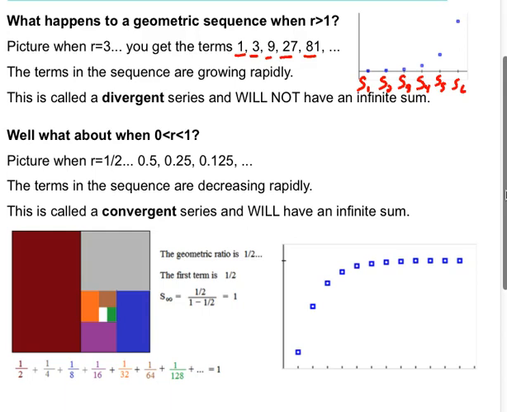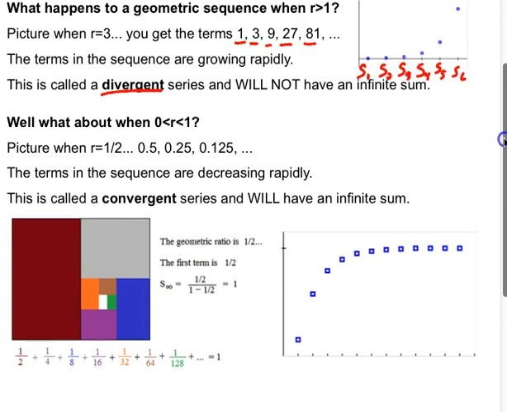When that happens, we call this a divergent series, okay? It means we're not going to be able to determine that sum. Okay, it's getting too big, too fast, it's not settling in on a number. So that is divergent and it will not have an infinite sum.